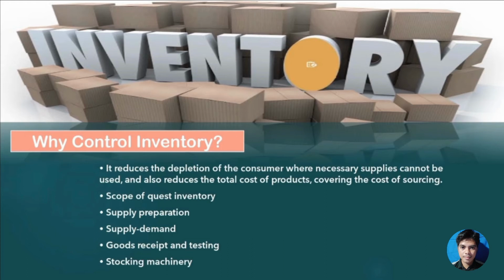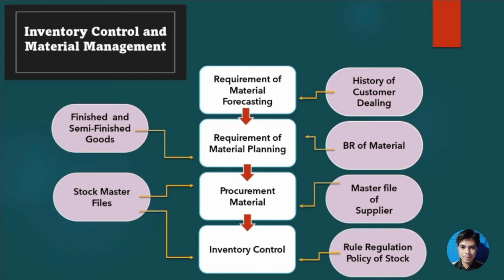Why are we going to control inventory? Controlling inventory reduces the depletion of the consumer where necessary supplies cannot be used, and also reduces the total cost of products, covering the cost of sourcing. The second is the scope of inventory: the supply preparation, the supply and demand, goods receipt and testing, and stock machinery. Inventory control and material management.